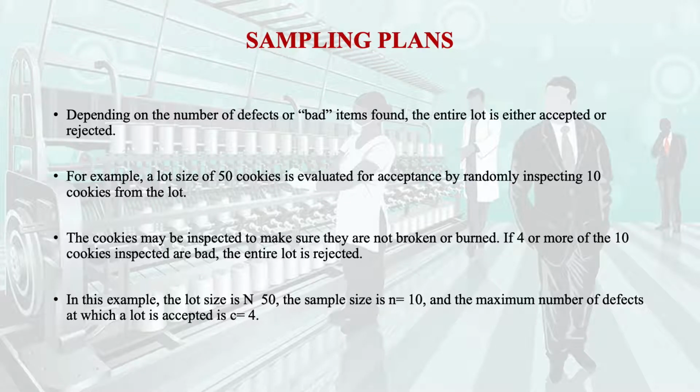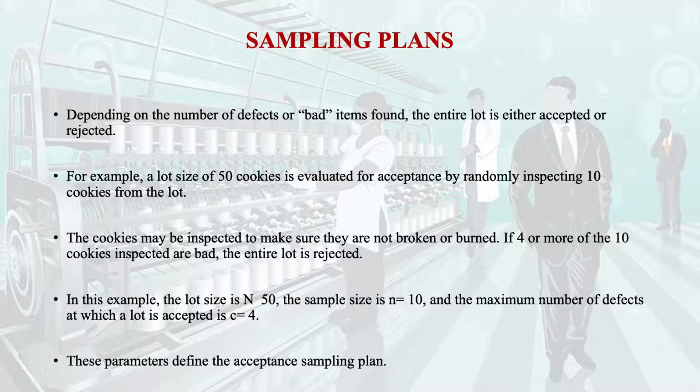In this example, the lot size capital N is equal to 50, the sample size is 10 because we are taking 10 items from the lot of 50, and the maximum number of defects at which a lot is to be accepted, that is c, is equal to 4. That means if the defect is 4 or less, we accept it. These parameters define the acceptance sampling plan.